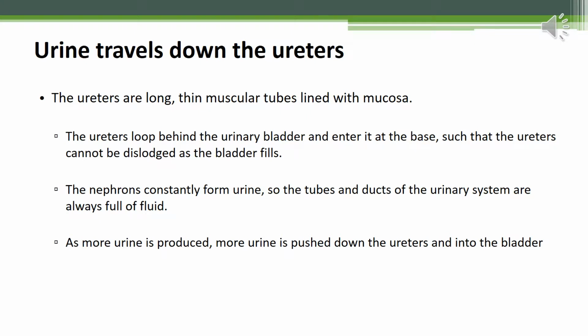Urine leaves the kidneys through the ureters, and these ureters are long, thin, muscular tubes lined with mucosa. They loop behind the urinary bladder and enter the bladder at its base, such that the ureters are not dislodged or misplaced or otherwise moved as the bladder fills. Since the nephrons constantly form urine, these ureters are always full of fluid. And as more urine is produced, more urine is pushed down the ureters and into the bladder due to bulk flow.